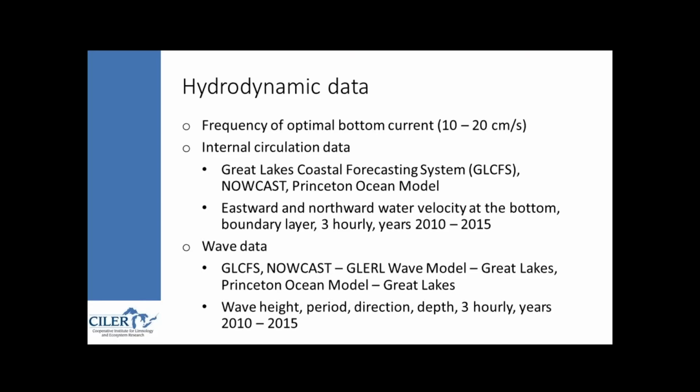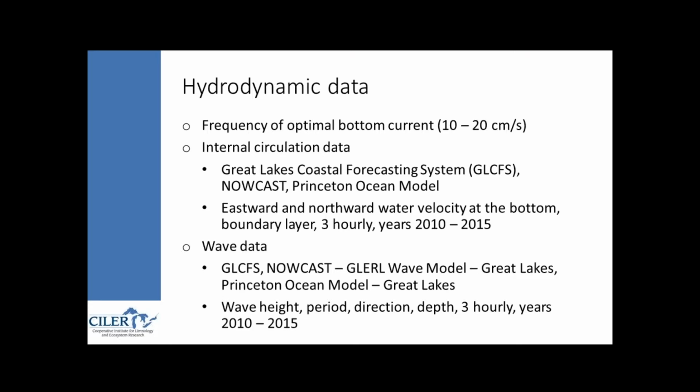So how could we incorporate this information into this model? Well, we essentially needed to figure out the frequency of optimal bottom current in Lake Michigan within that range between 10 and 20 centimeters per second. So in order to do this, I got internal circulation data from the Great Lakes Coastal Forecasting System that included eastward and northward water velocity at the bottom boundary layer. And I also got wave data from the same model that included wave height, period, direction, and depth.